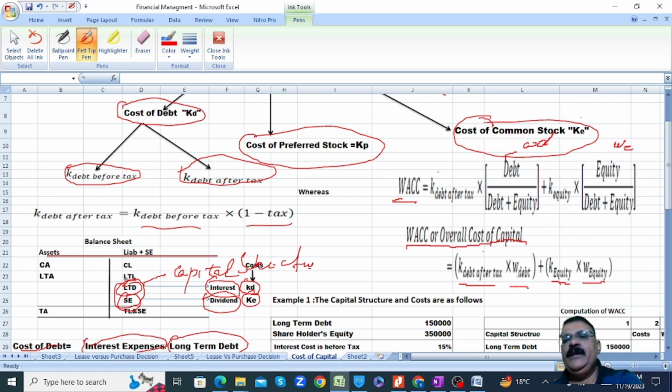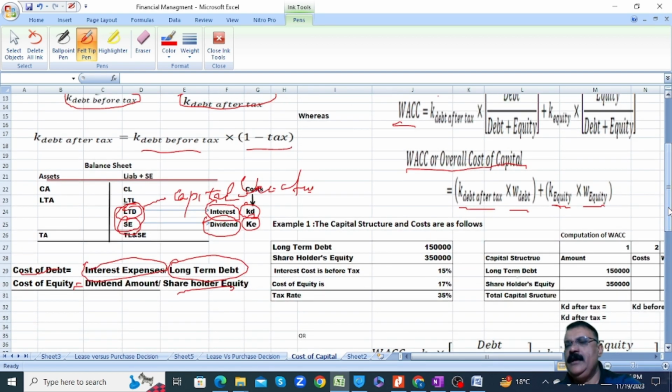Now let's solve an example for your concern. द कैपिटल स्ट्रक्चर एंड द कॉस्ट आर एज फॉलोज. लॉन्ग टर्म डेट हमारे पास मौजूद है 1,50,000 एंड इन द सेम मैनर वी हैव कॉस्ट ऑफ शेयर होल्डर्स इक्विटी 3,50,000. Interest cost before tax is 15%, cost of equity is 17%, and the tax rate is 35%.